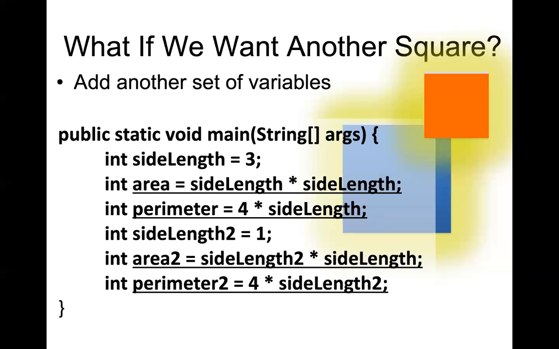So now let's ask the question, what if we had another square? What if we wanted to represent 2 squares in the same computer program? Well, one way we could do that is we could just declare a new set of variables. So we'll make a side length 2. This is the length of the side of the second square, the red one shown on the slide. And we'll initialize area 2 to be side length 2 times side length 2, and perimeter 2 to be 4 times side length 2. So now, of course, these are going to contain 1 and 4, which are respectively the correct area and perimeter for a square of side length 1.